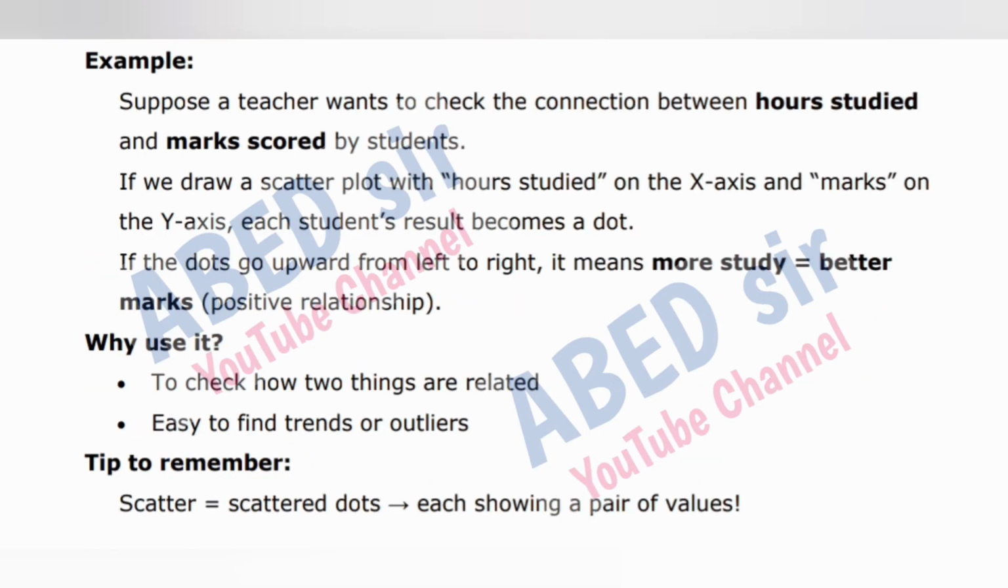Example. Suppose a teacher wants to check the connection between hours studied and marks scored by students. If we draw a scatter plot with hours studied on the x-axis and marks on the y-axis, each student's result becomes a dot. If the dots go upward from left to right, it means more study equals better marks, positive relationship. Why use it? To check how two things are related. Easy to find trends or outliers. Tip to remember. Scatter equals scattered dots each showing a pair of values.